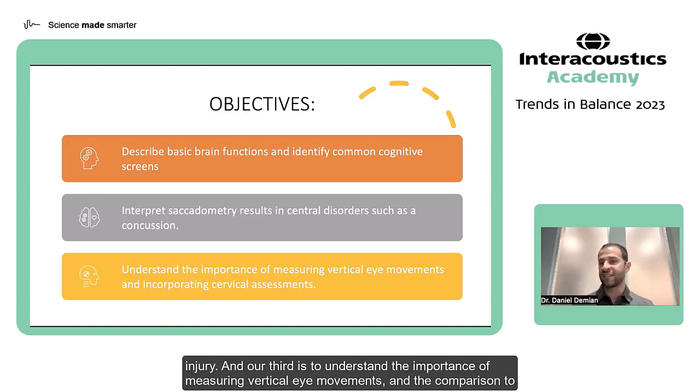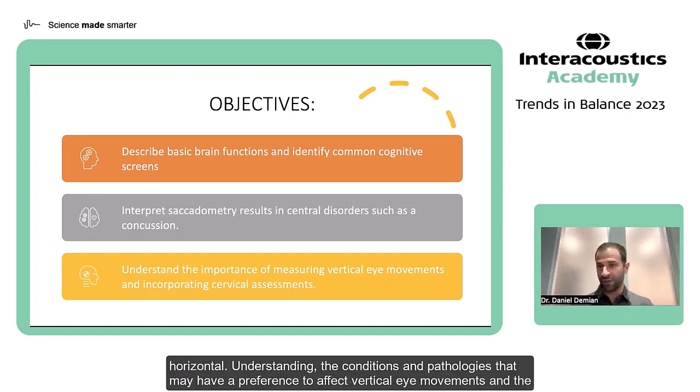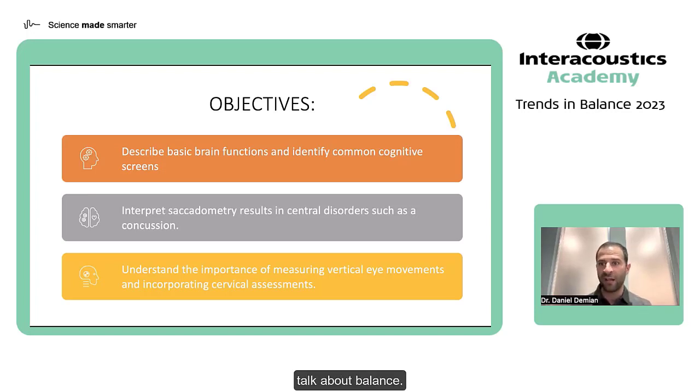And our third is to understand the importance of measuring vertical eye movements in comparison to horizontal, understanding the conditions and pathologies that may have a preference to affect vertical eye movements and the structures underneath those, and incorporating cervical spine assessments into our practice. But also to know when a cervical spine abnormality or dysfunction is influencing eye movements or neurological function, specifically here when we talk about balance.